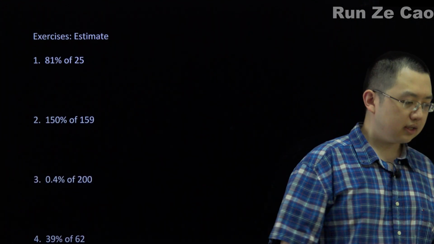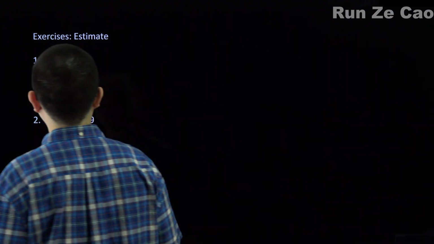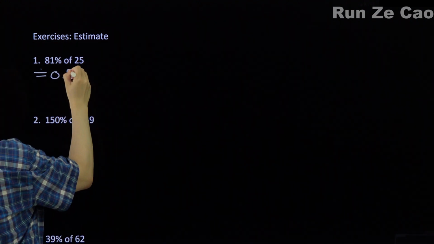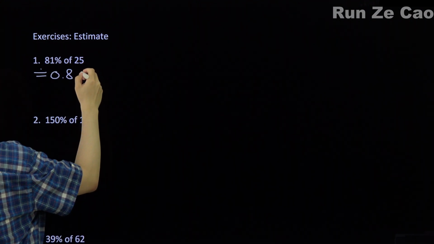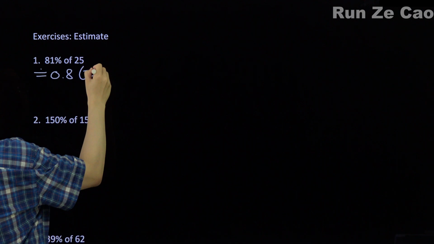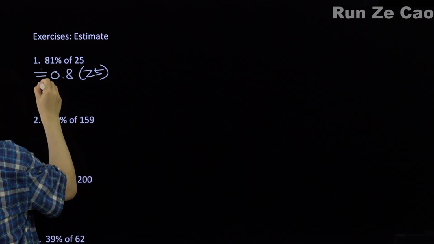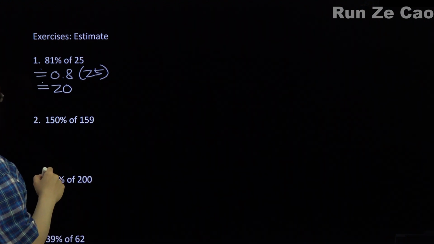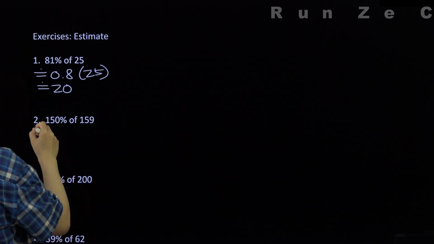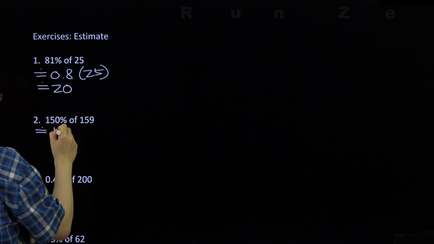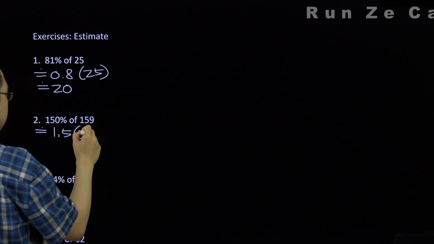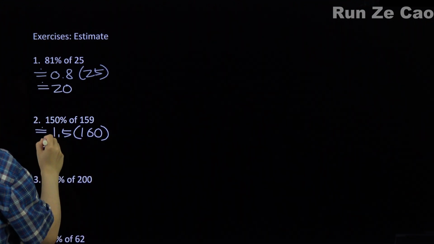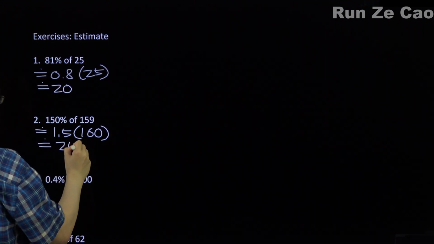Okay, let's estimate these. 81% of 25. Well, that's going to be approximately 0.8 times 25, which is approximately 20. 150% of 159 is approximately 1.5 times 160, which is going to be 240.